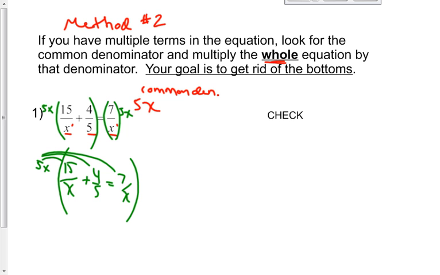Okay, so what's this going to look like when I do my distribution? 5x times 15, but I'm dividing out the x. So the x is gone. I'm only left with 5 times 15.